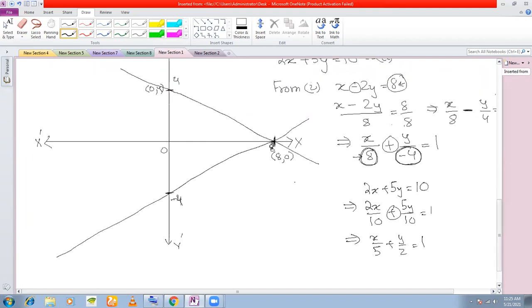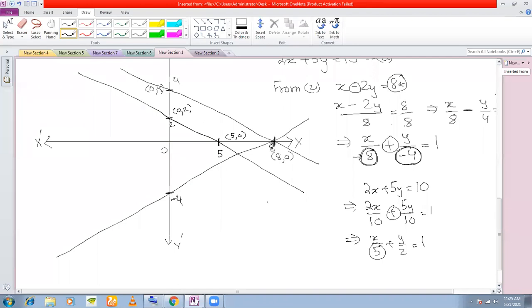So now how will I draw this? Below x, I have a positive 5. I'll take, say, 5 here, right? And below y, I have a positive 2. So 2 is, say, somewhere over here, right? So this is your coordinate (0, 2), and this is your (5, 0), right? And you join these two to form your straight line. Clear with this?